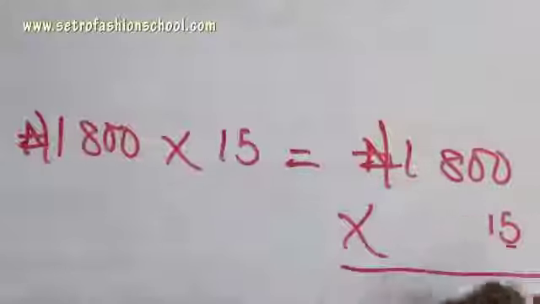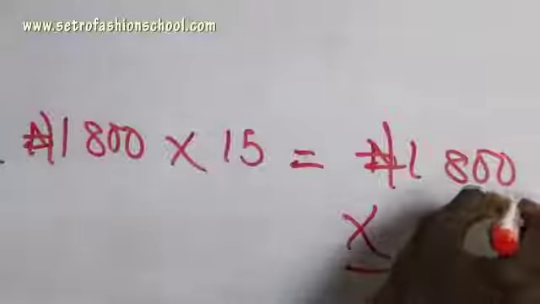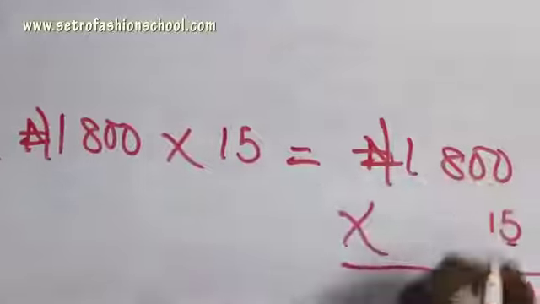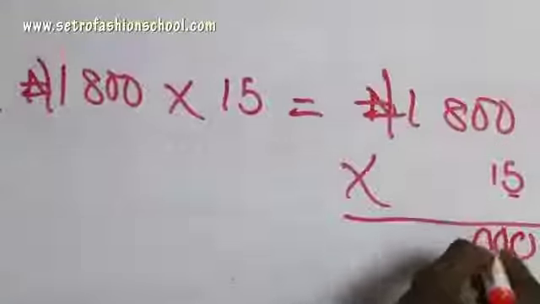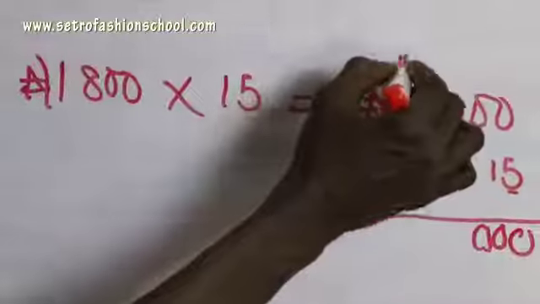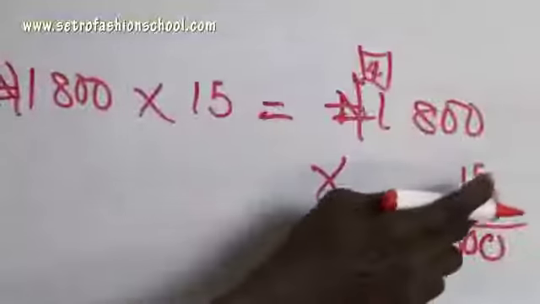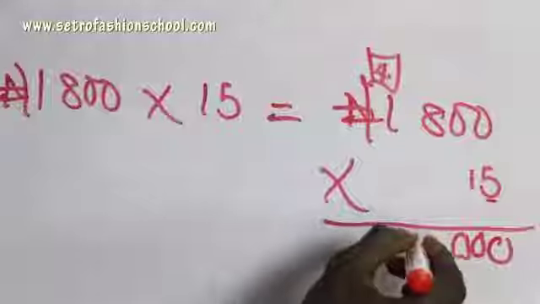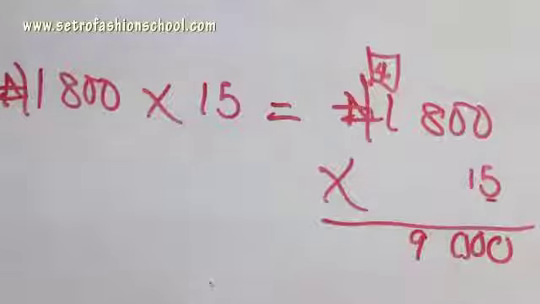This times this, you start with this times this, that will be 0. This times this, that will also be 0. This times this, 40, that will be 0 carry 4. Now, 5 times 1 will give you 5, plus this 4, that will be 9.